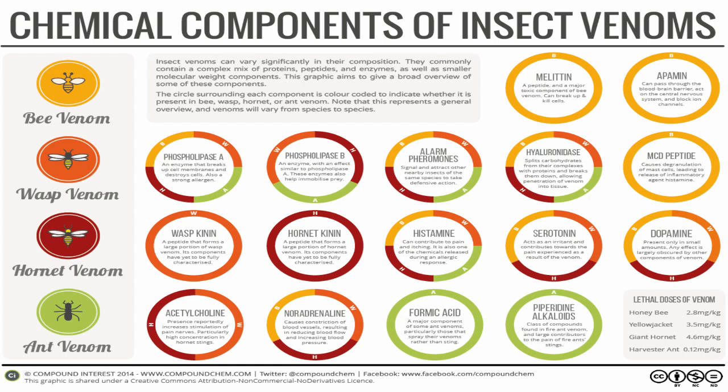Many of the active components you will no doubt recognise, including histamine, dopamine, serotonin, and noradrenaline. The components of venoms vary considerably between species, but also geographically within the same species.